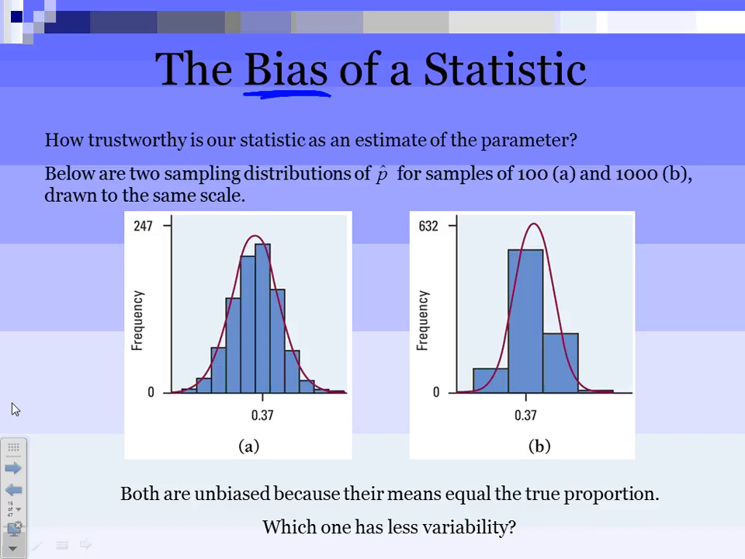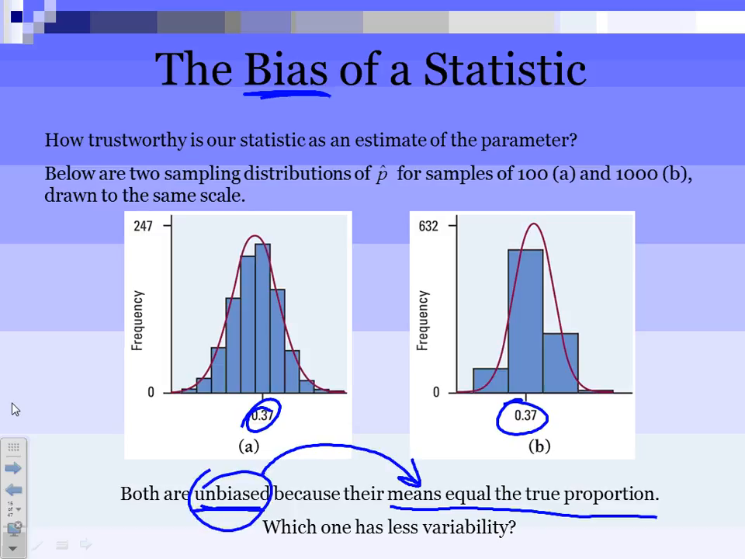Below are two sampling distributions of p hat for the samples of 100 and 1,000, the two examples we just did. And as we said, both of them were centered at that 0.37, which was the true p for that distribution. And what it says on the bottom here is that both of those sampling distributions are considered to be unbiased, because their means equal the true proportion. So unbiased means that the mean of the sampling distribution is the same as the population proportion in this case, but it could be the mean as well.